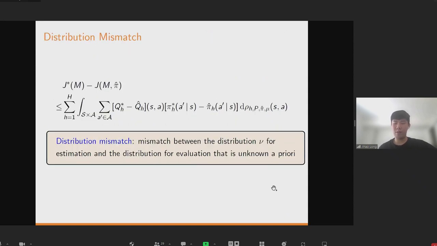To overcome these difficulties brought by distribution mismatch, we will introduce the perturbational complexity by distribution mismatch. The core idea is that although we cannot access the distribution rho of h, pi hat, mu, we know that this distribution is a state action distribution of the MDP generated by a policy. Hence, if we can bound the distance between Q star and hat Q under all state action distributions generated by all policies, we can bound the performance difference.